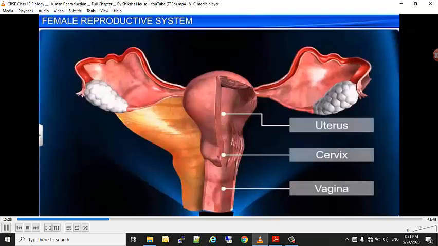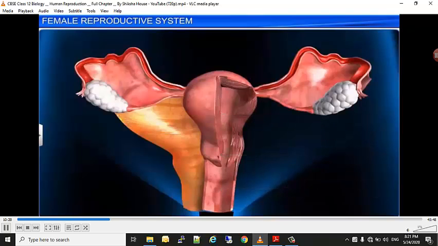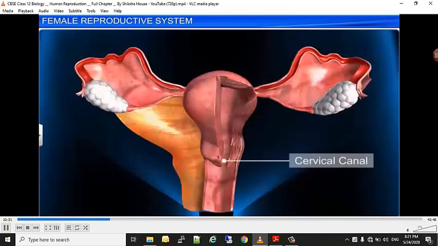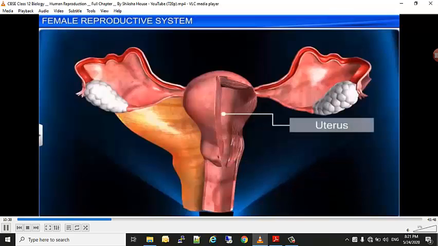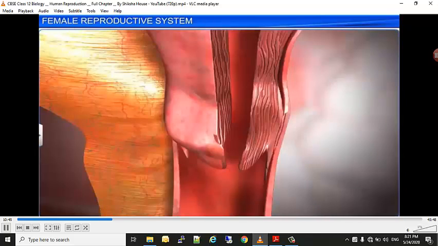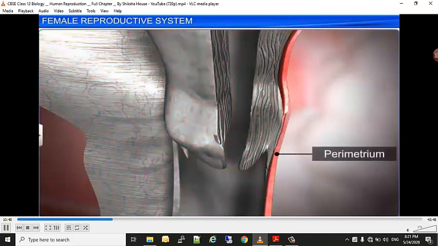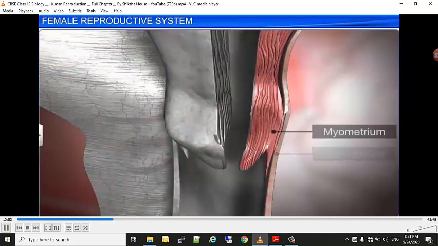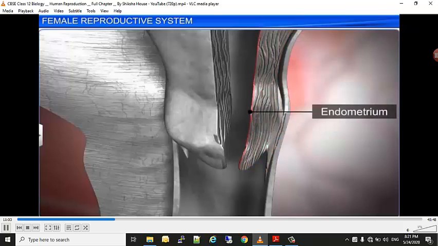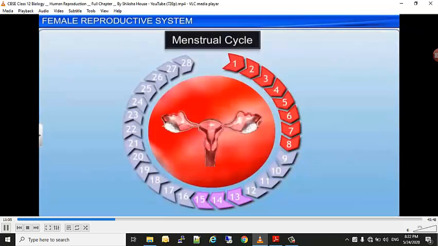The wall of the uterus is composed of 3 layers. The outer thin membrane layer is called perimetrium. The middle thick layer of smooth muscles is called myometrium, which helps during delivery by producing a strong contraction. So this is the outer layer, perimetrium, followed by myometrium, which is followed inside by endometrium. The inner glandular layer is called the endometrium and it undergoes cyclic changes during the menstrual cycle.